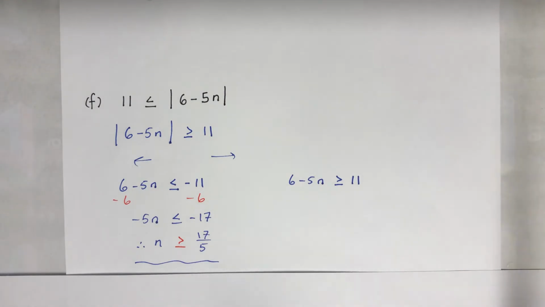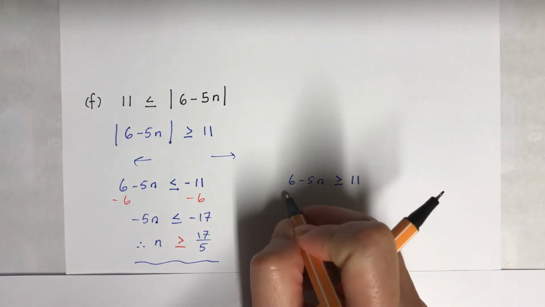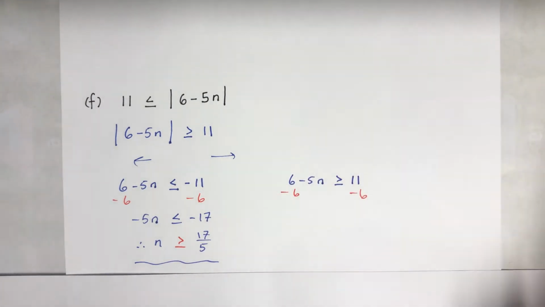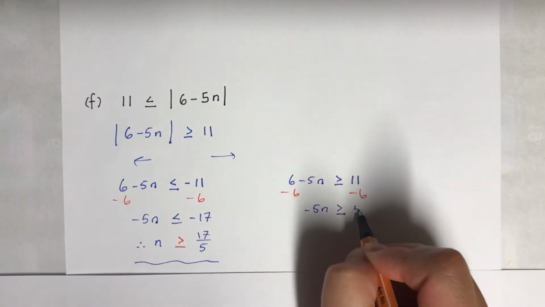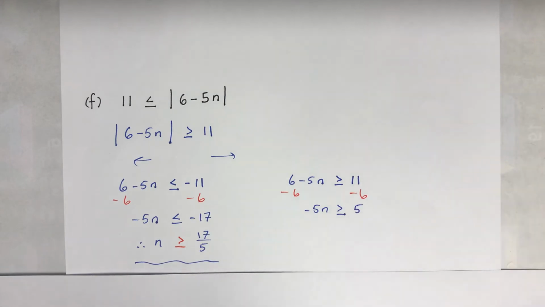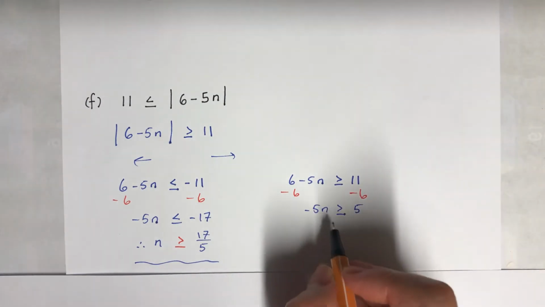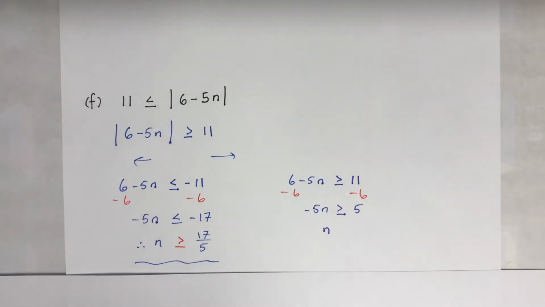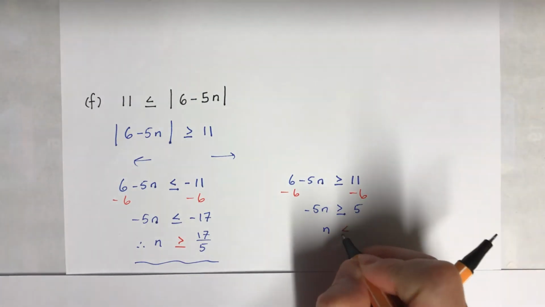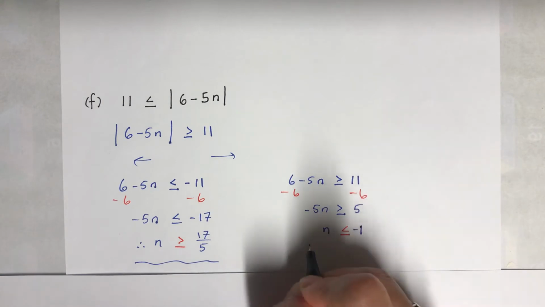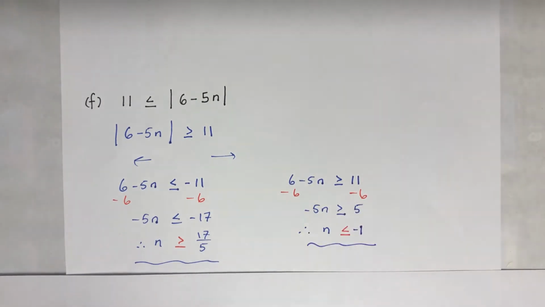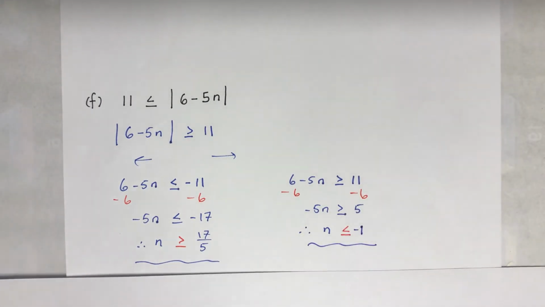Same thing here. I'm going to do minus 6, minus 6. I've got minus 5n bigger than equal to 5. And then I'll divide by minus 5. It'll be n less than equal to minus 1. So that's what I've got. Okay, so that's not too bad.